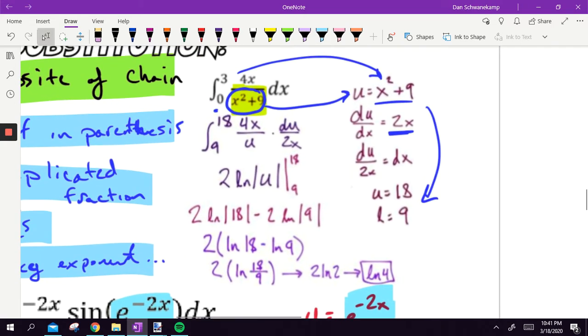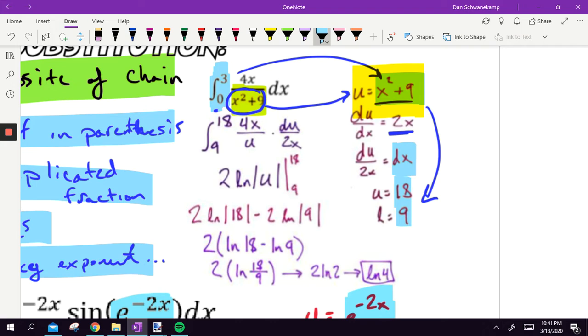All right, so for example, I gave you something here, and we've got a complicated fraction. I've got an x squared plus 9 on bottom and this 4x on top. So we set x squared plus 9 to be u. The derivative is 2x. We got dx by itself, so we divided by 2x. Then remember, if we've got bounds, I had to change the bounds. So I took 0 and 3 and plugged them into my original equation. That's what gave me 18 and 9.